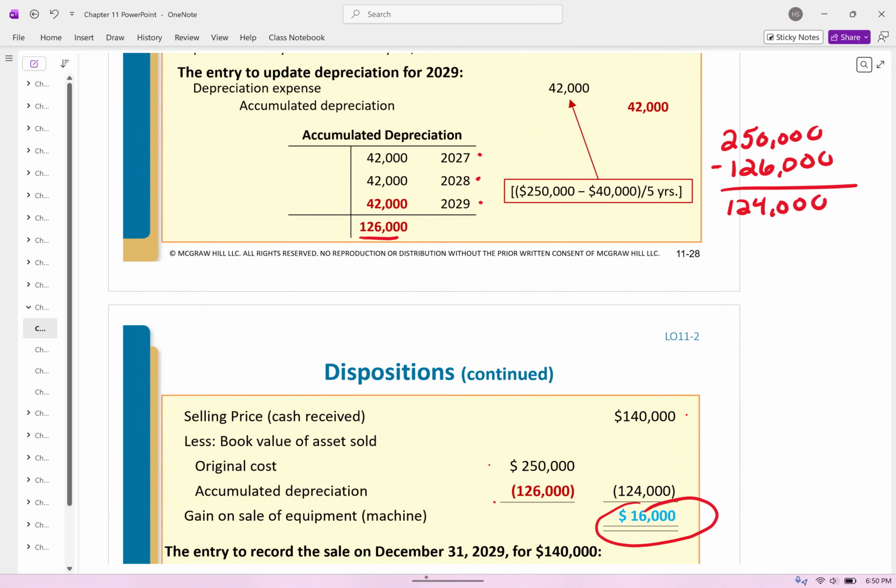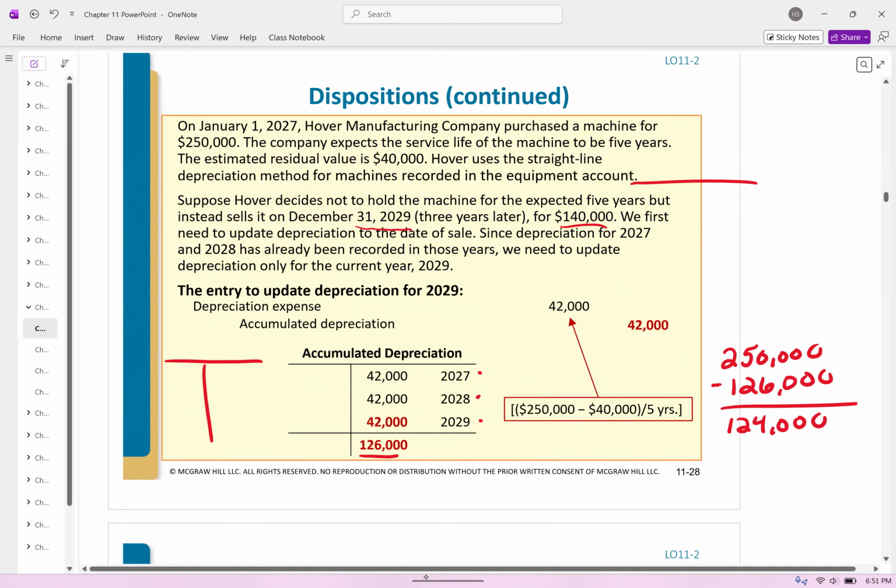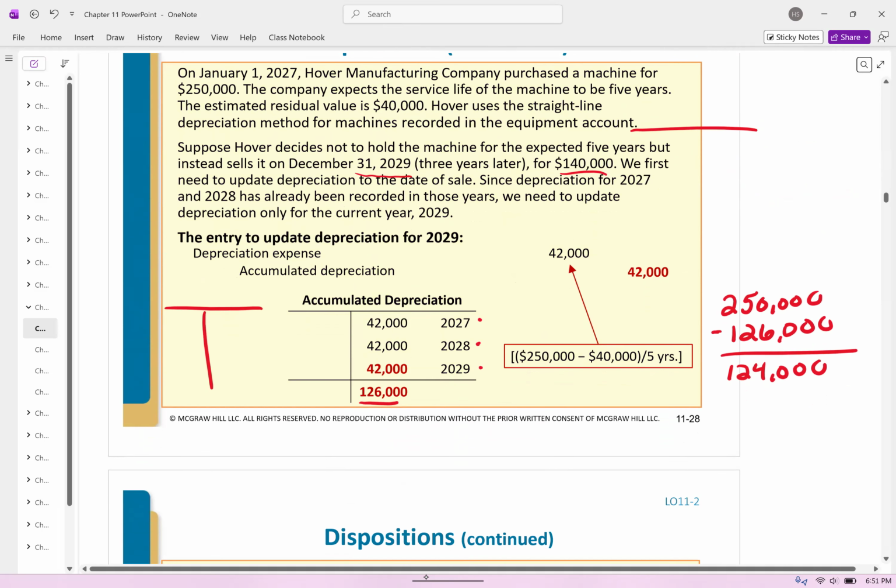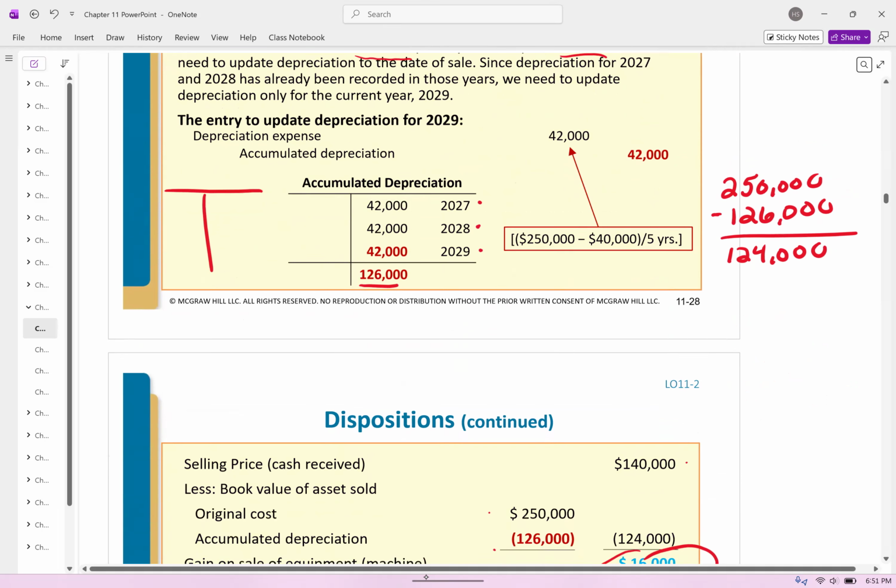Now, I've told you this so many times. Figure out what you need to do on these journal entries first. You know you're getting $140,000 in cash. So you know you're going to debit cash. We have to take the cost off the books, and we have to take the accumulated depreciation off the books. Okay. I'm just going to jump up here by the accumulated depreciation and put, what was this? It was some sort of machine. Okay, we'll just say machine.